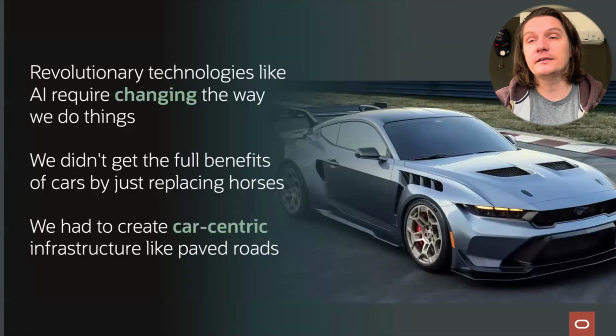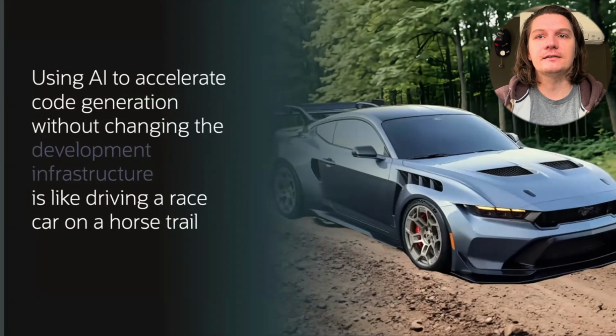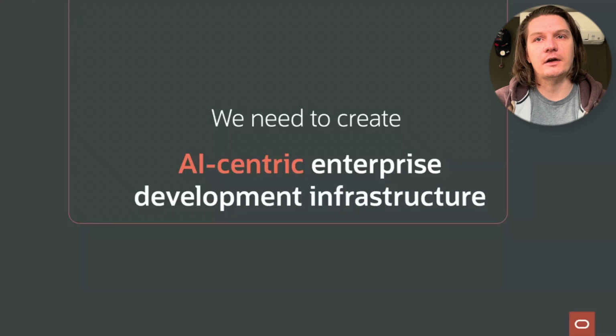We had to create the car-centric infrastructure. As a company as a whole, having this fast car wouldn't let you drive it very fast without the right roads and so on. So as a whole, what we are looking at is how we can create a holistic ecosystem that allows us to create AI-centric enterprise development infrastructure. That means choosing the best tools for building the right type of applications as well that are powered by AI and so on.